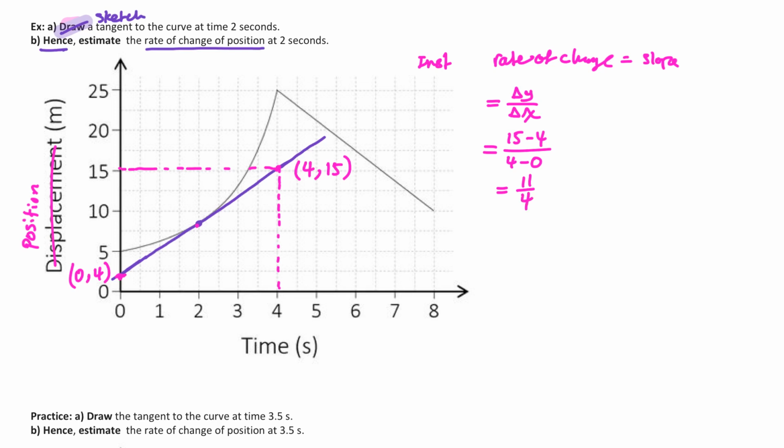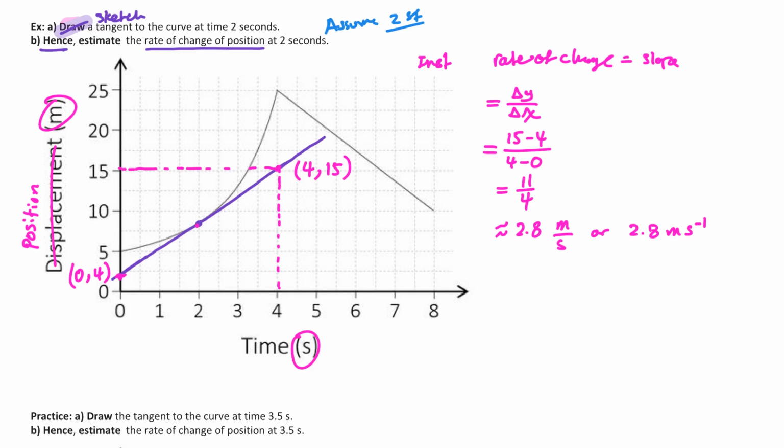And assuming, let's add to the question, assume 2 significant figure accuracy. And if that's the case, we will get approximately 2.75, which is rounded to 2.8. And we got meters for our delta y, and we got seconds for our delta x. So we can also represent this in this format. And that is the rate of change of position at 2 seconds.